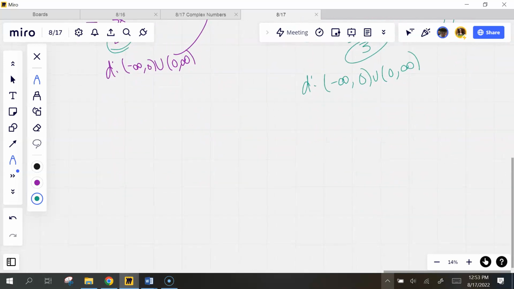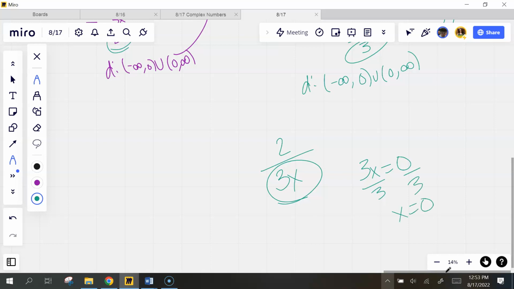Now, if this had been 2/3x, I would go, well, wait. Can 3x ever be 0? Yeah, if x was 0, that would make the bottom 0. So I'd have to leave 0 out of the domain. So you're just looking to see, once you work with it, did it create anything new in the bottom of the fraction that you need to leave out?